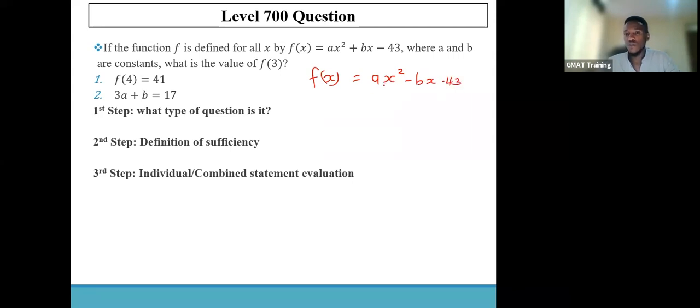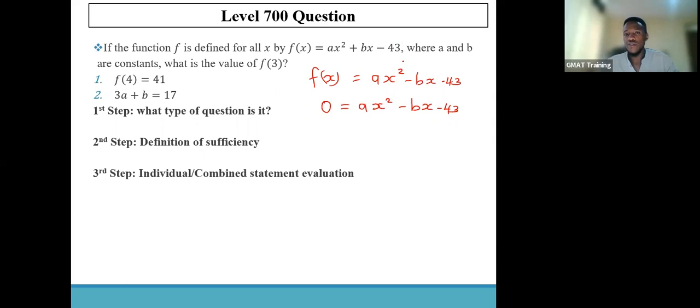And if you're trying to find the value of x, then you just need to equate f of x to 0, so that you have 0 is equal to ax squared minus bx minus 43. Whereas this is actually not the best approach to this question. The best approach would be to look at the question stem, and before moving on to assume what would be expected of you, try to imagine what would be the pitfall to this question.